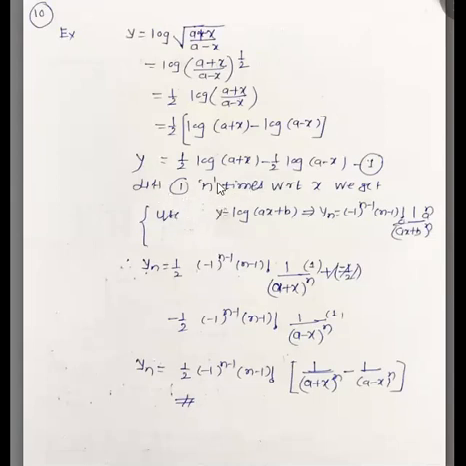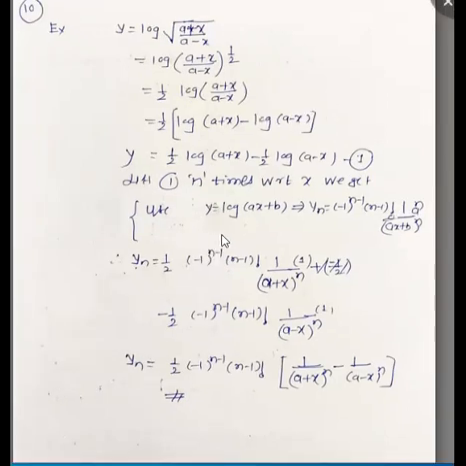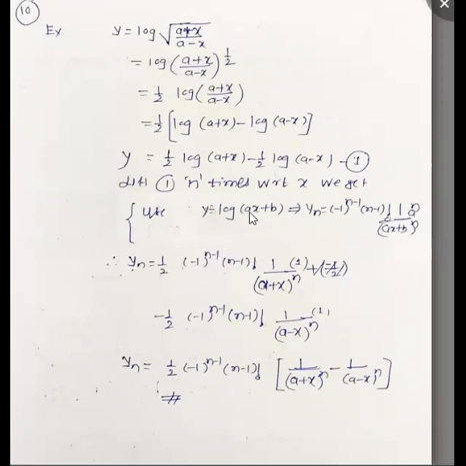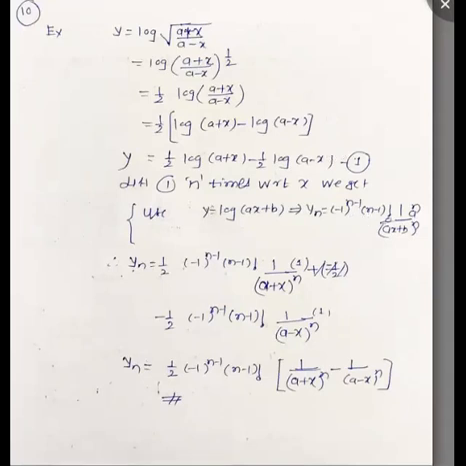To differentiate n times with respect to x, what is the formula? If y is log of ax plus b, its nth derivative is given by this formula: minus 1 raised to n minus 1, n minus 1 factorial, 1 upon ax plus b raised to n, and a raised to n. Now a is the coefficient of x. Here the coefficient of x is 1 in the first, sorry, here it is 1, here it is minus 1.